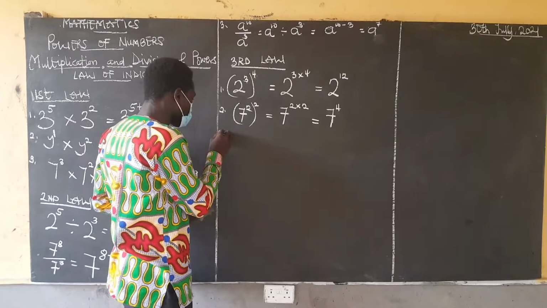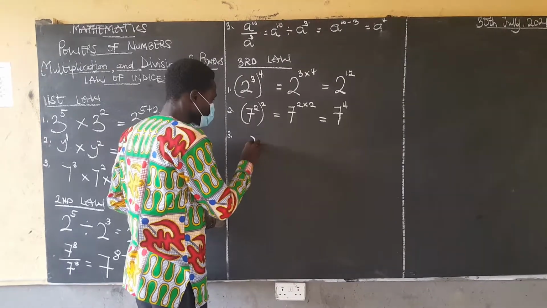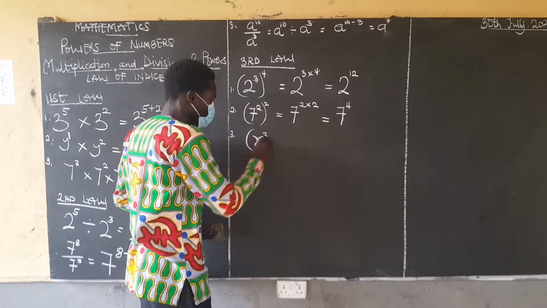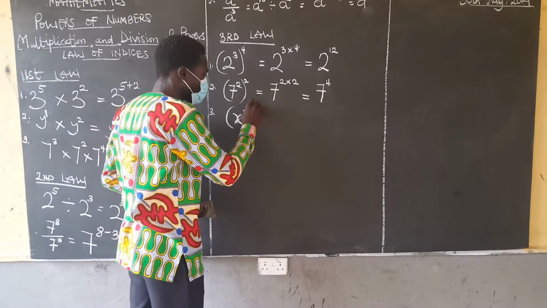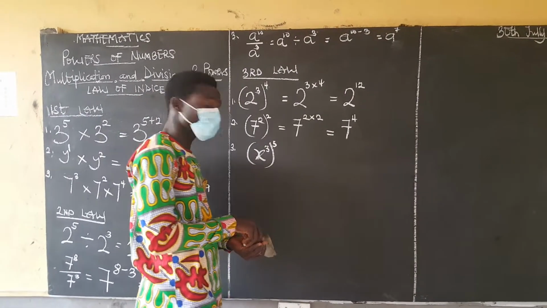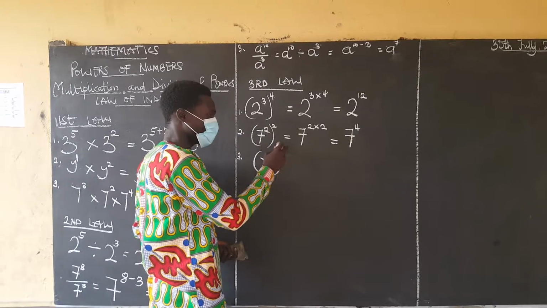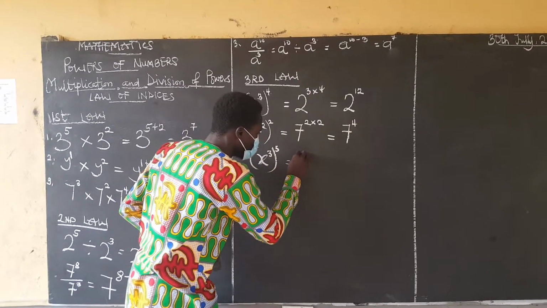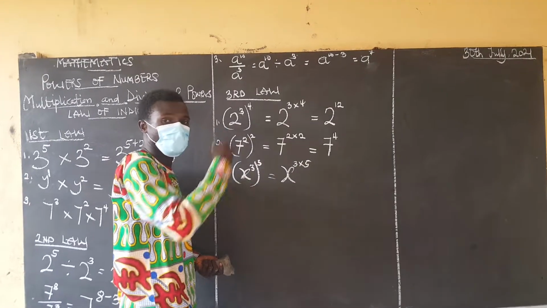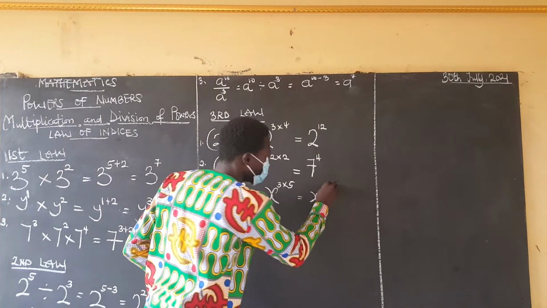Let's look at the last example for this one. Let's see, we have x raised to the power 3, raised again to the power 5. The power here is 3, the power here is 5. So what do we do? Multiply the powers. So 3 times 5 is 15. So the answer will be x raised to the power 15.